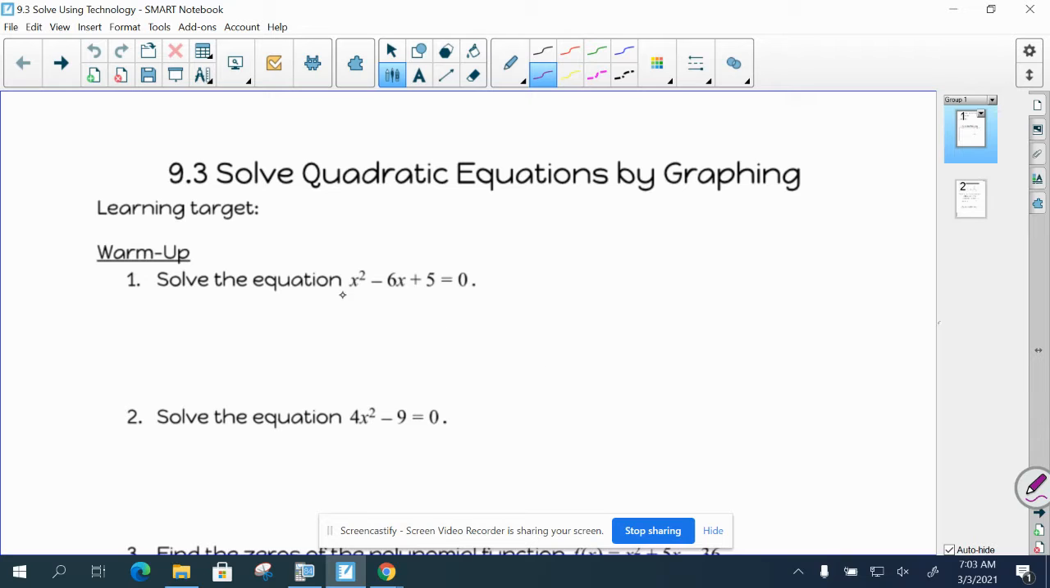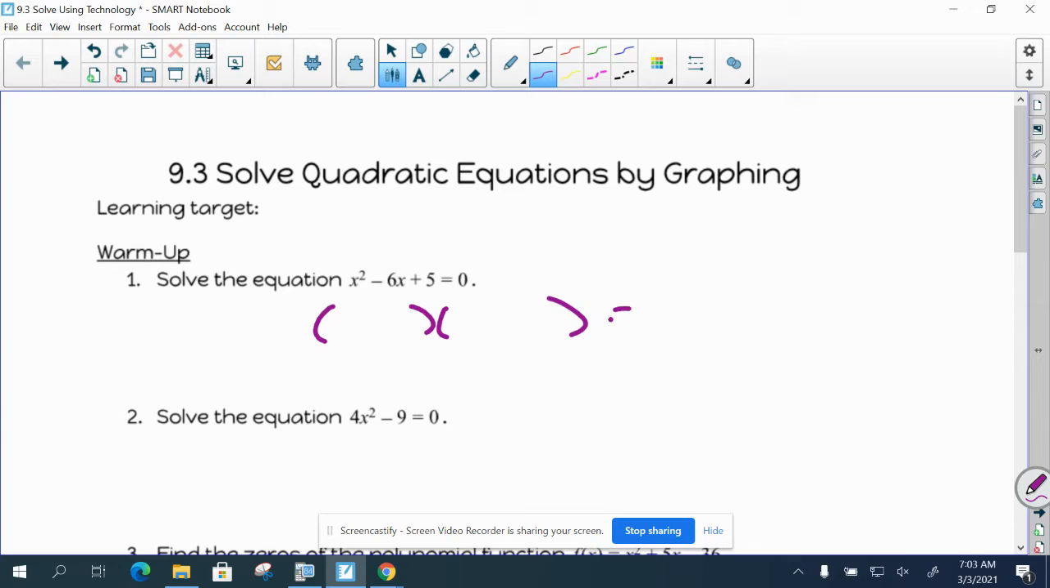For this one, this is a trinomial. You would factor it using two groups like that, and then you would put x in the first spot. Then you ask yourself, what are factors of 5 that add to -6? Well, the only factors of 5 are 5 and 1. So you choose 5 and 1, and to create -6, you would make both of them negative. So the solutions for this would be x equals 5 and x equals 1.